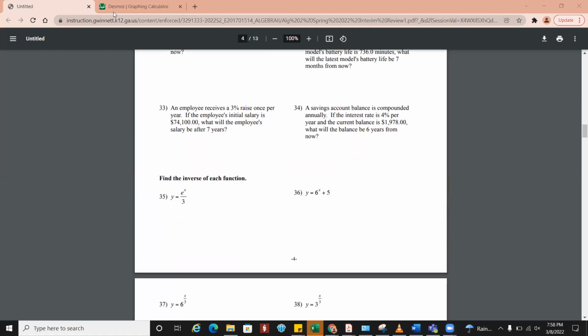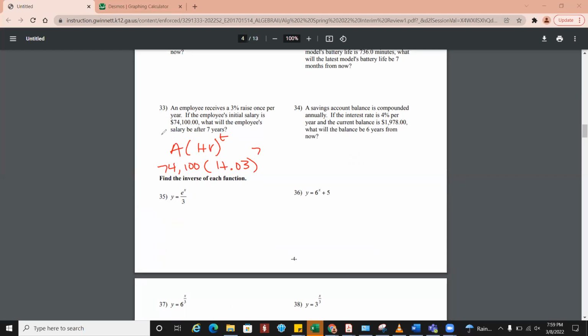So I'm going to do a times 1 plus r raised to the t. So that'll be 74,100 times 1 plus 0.03. And we're going to raise that to the 7th power. And all you're going to do is just plug that into your calculator.